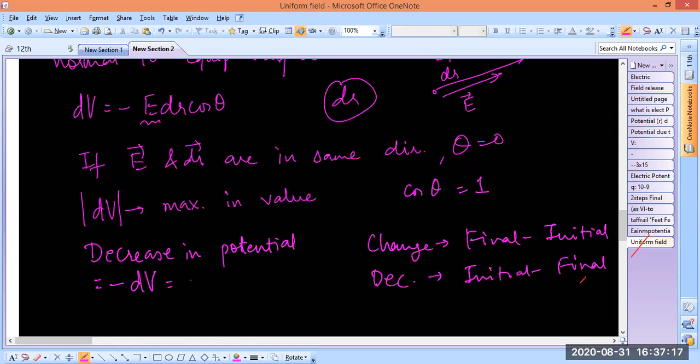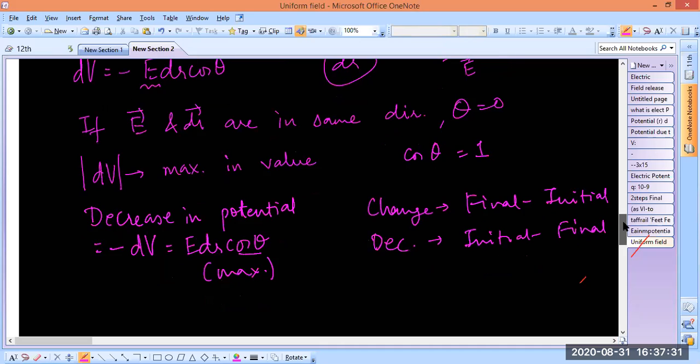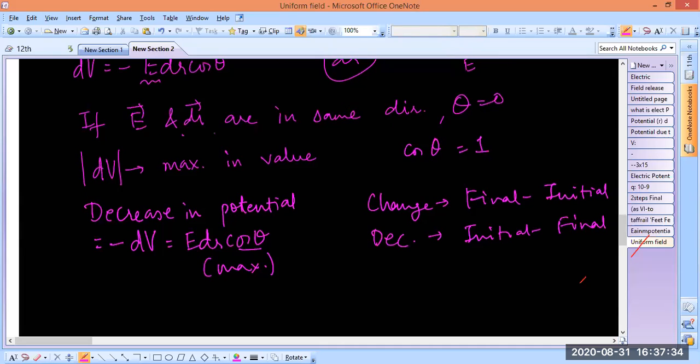So this is going to be E dr cos theta. Just put the minus sign on that side. And this will be maximum because cos theta is 1, right? So finally, to sum it up, I'm saying that if displacement is in direction of electric field, if dr vector is in direction of electric field, then decrease in potential is maximum, right? Okay, if displacement is in direction of electric field, the decrease in potential is maximum.